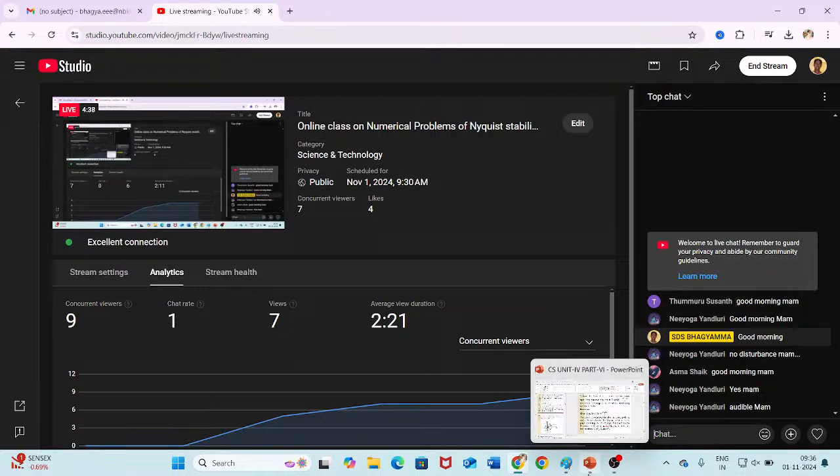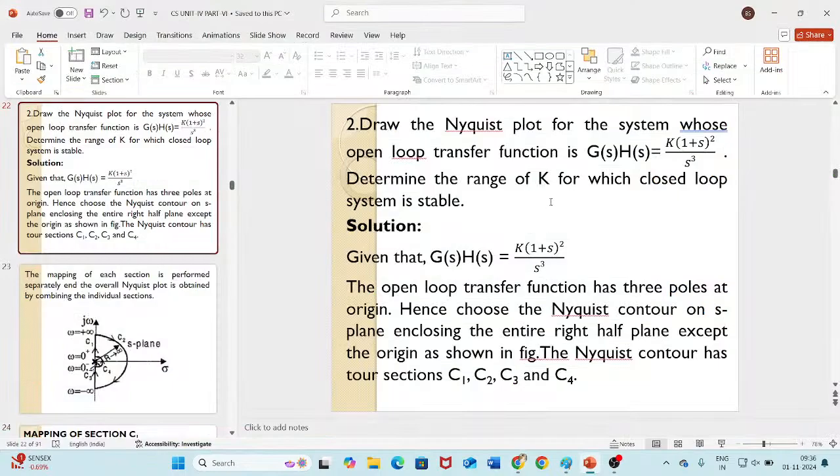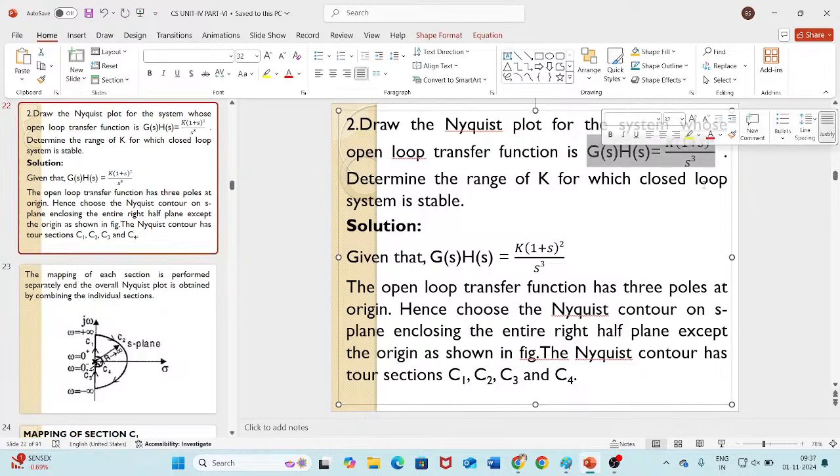So I will discuss the stability analysis, which is actually more important to know for this concept. I'll give you time to write down the notes. So let us start. As I'm explaining, you can note it down. Draw the Nyquist plot for the system whose open loop transfer function is G(s)H(s) = K(1+s)^2/s^3.